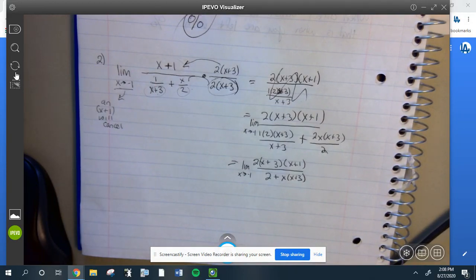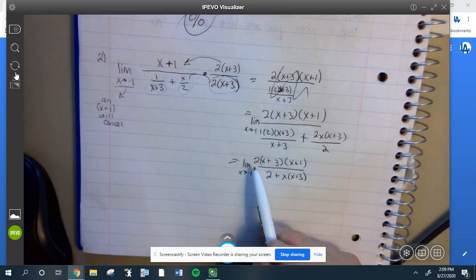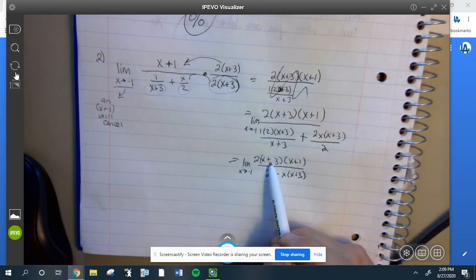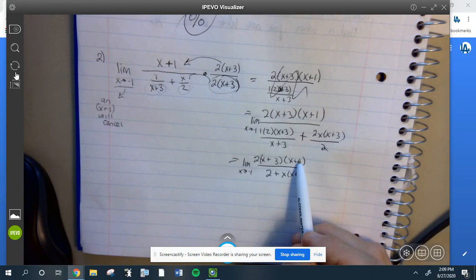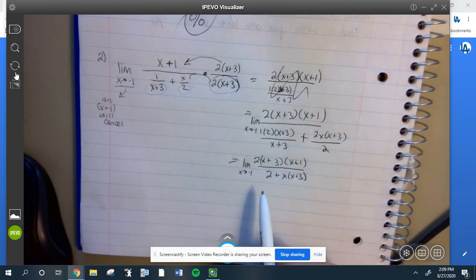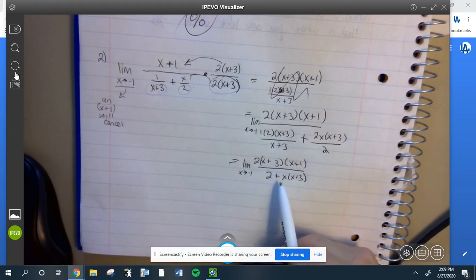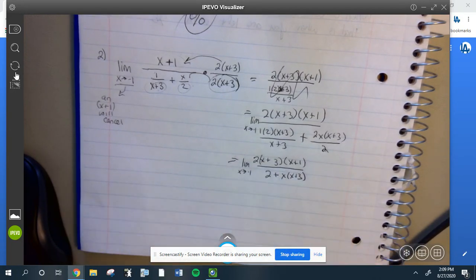Now, one more thing. Where do you go from here? For the most part, if something is made up of factors, never unfactor it. And you know they're factors if it's all multiplication. So if you look at the top, 2 times x plus 3 times x plus 1, those are all factors. You want to leave them. The bottom, you have 2 and then plus. These are not factors. So now you want to multiply the bottom out. You want to simplify it.